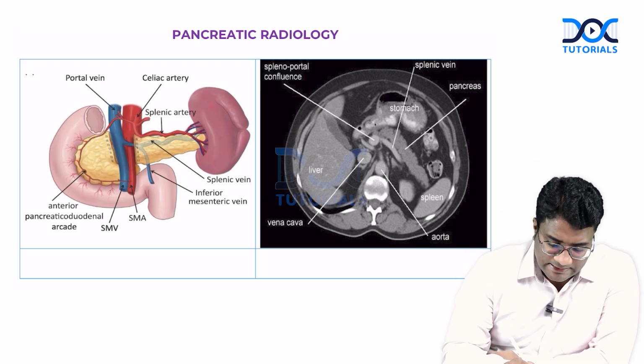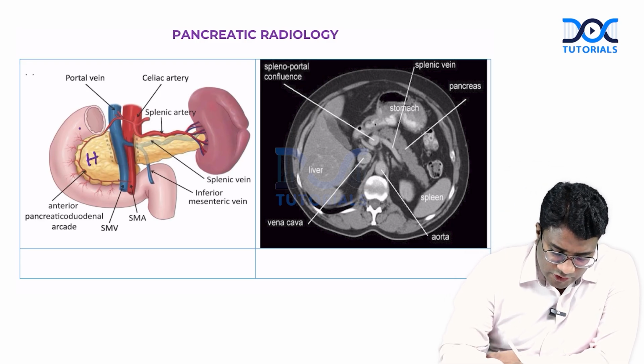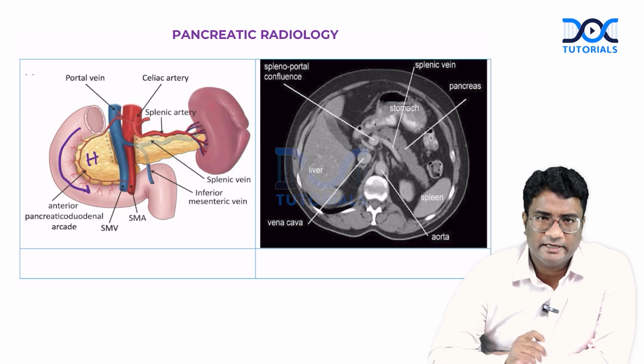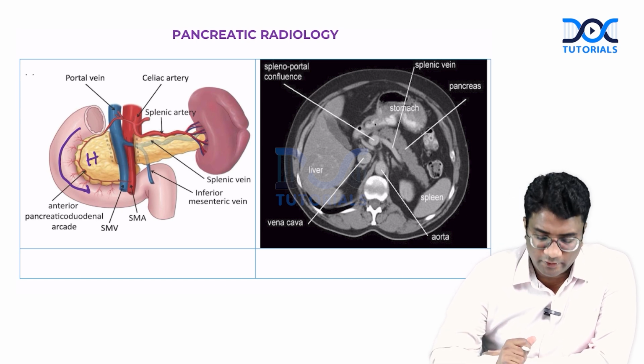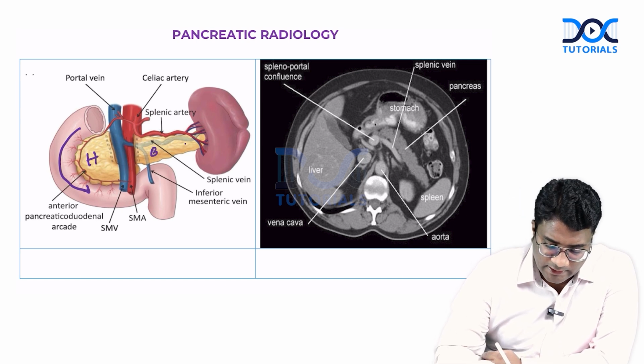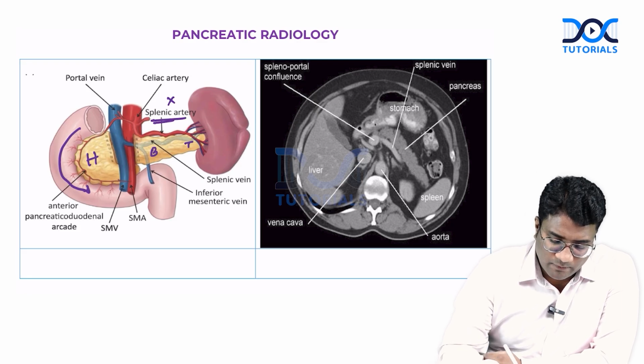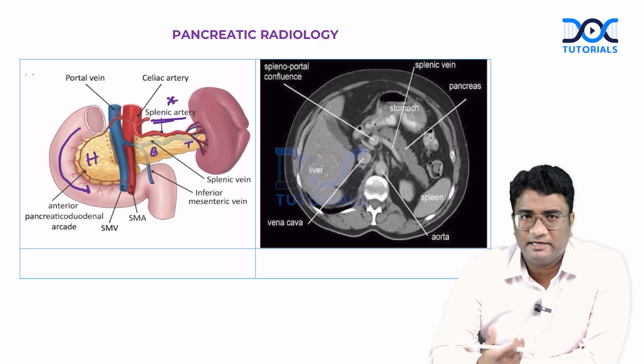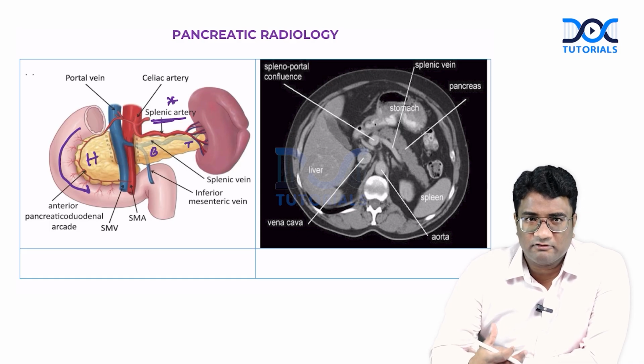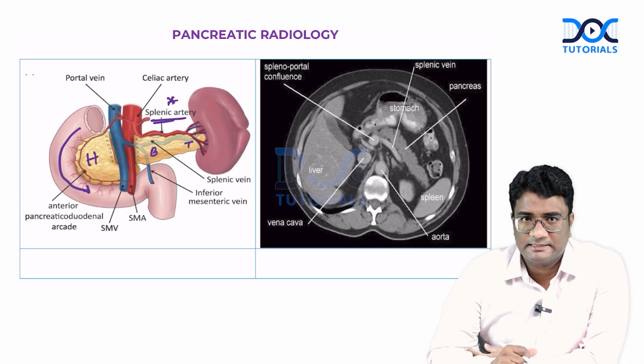We all know the basic anatomy: the head of the pancreas is in close relation to the C-shaped loop of the duodenum, so the head lies within the C-shaped loop of duodenum. Then we have the body and tail of the pancreas, which is in close relation to the splenic vessels. The major blood supply on the dorsal side of the body and tail of the pancreas is mainly by the splenic vessels.